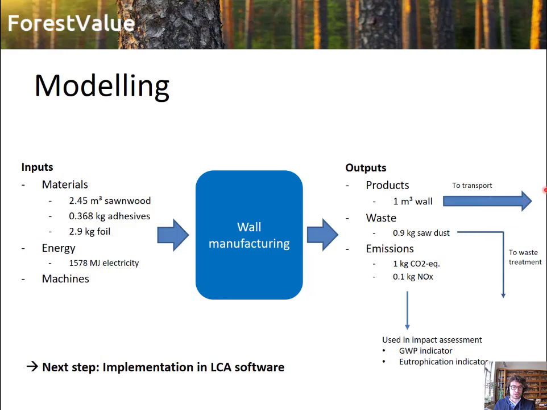used as input in the next downstream process, which is the transportation to site, while all the waste materials are sent to a waste treatment process and the emissions are used in the impact assessment. So, for example, the CO2 emissions will be covered by the global warming potential indicator for the overall assessment. So this is what modeling means.